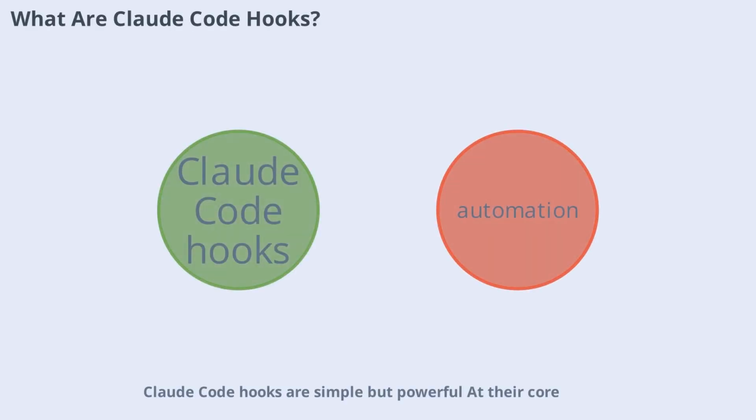Claude Code Hooks are simple but powerful. At their core, they listen for specific events within Claude Code and execute shell commands when those events occur. There's no magic or hidden state, just clear, predictable automation. The real power comes from choosing the right moments to trigger these hooks, letting you automate away the friction points that slow you down.